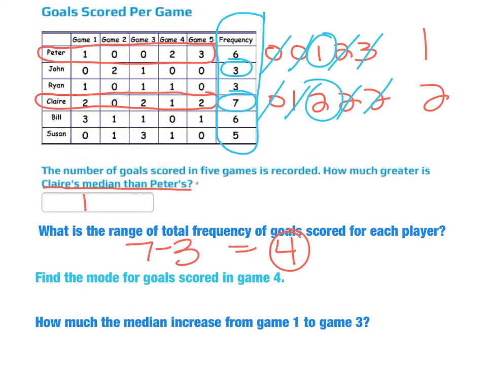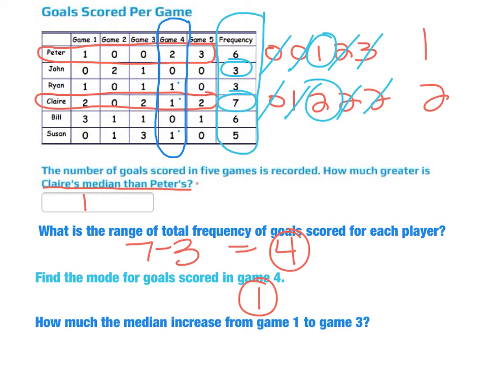The third question, reading this table, is find the mode for goals scored in game 4. So I'm looking here only at game 4, and I'm looking at the mode. The mode is the number that appears most often. And if you look, you see that 1 appears 3 times, which is more than any others. So the mode for game 4 would be 1.